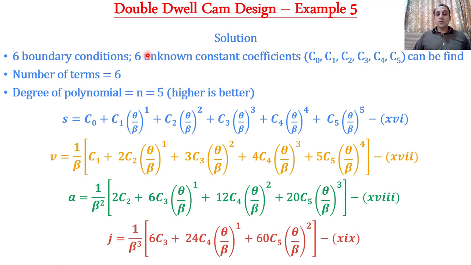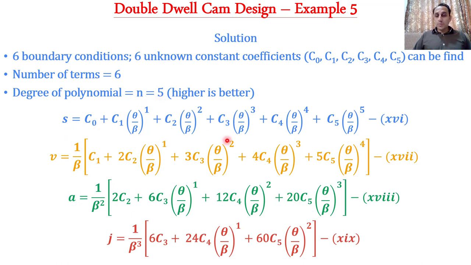If we use a polynomial of 7 terms, what will happen? One of the unknowns will not be able to be calculated because we don't have the condition for that one. So since we have 6 boundary conditions, we used a polynomial having 6 terms or 6 unknown coefficients. So if a polynomial has 6 terms, then what should be the degree of the polynomial? That is the number of terms minus 1. So it means the degree of the polynomial will be 5.